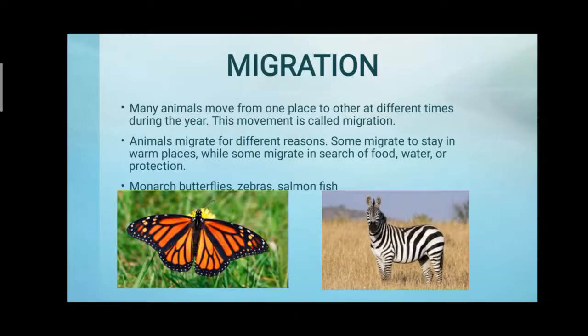What's the next one? Migration. So what do you mean by migration? Animals or birds move from one place to another at different times during a year. There are four types of seasons. During a season, they will change their places. They will move from one place to another.